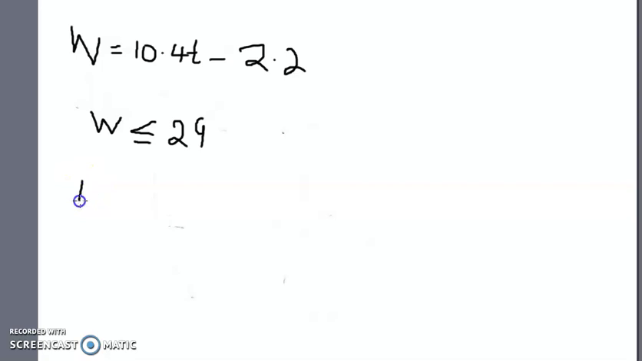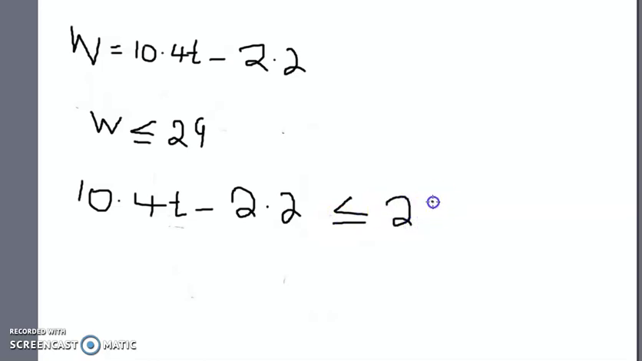Let's say we do this: 10.4T minus 2 is less than or equal to 29. So from there we solve it as a normal inequality, because we have the variable that is unknown, that is the age, and we have the inequality sign here. So we solve.